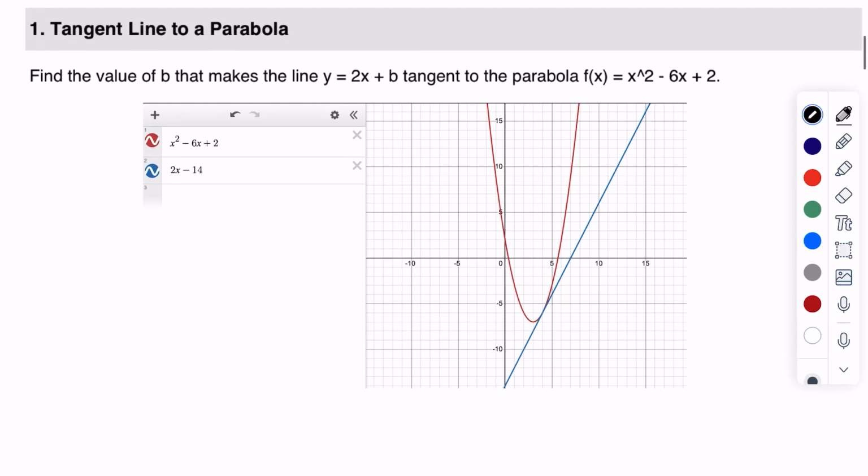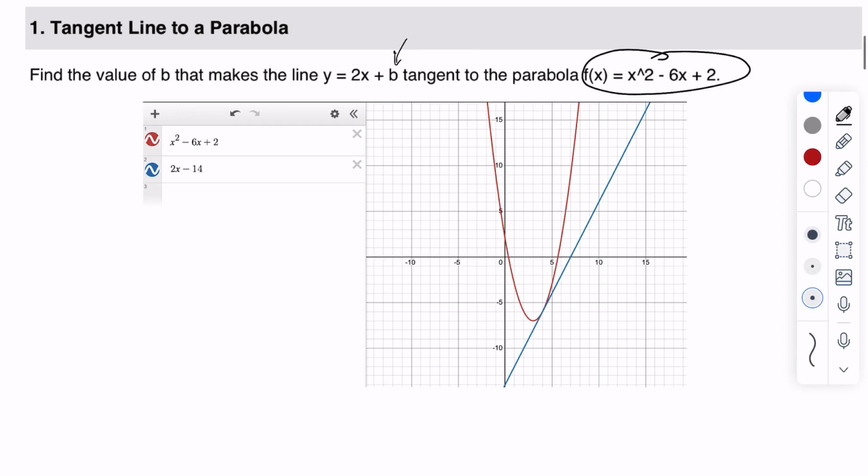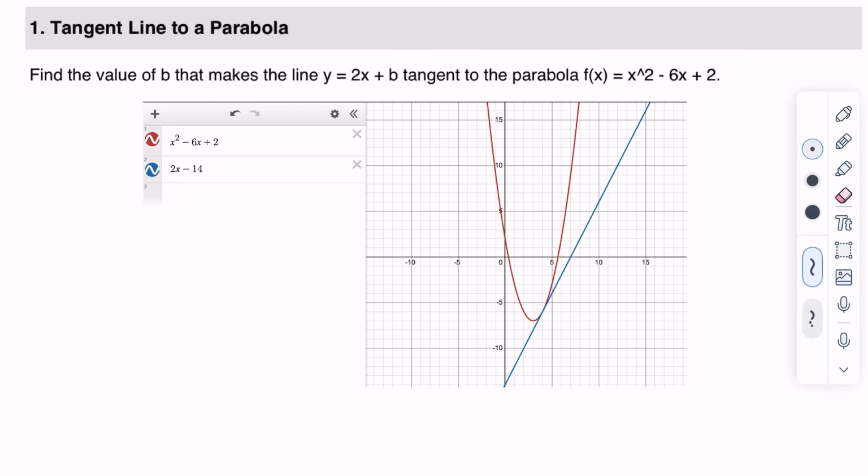So here is some calculus practice that is relevant for the FE exam. And the first problem we have is we want to find the value of B for a line that is tangent to this parabola that we have here. I've kind of made it easy by giving the plot here. So what we have is this parabola, which is plotted, and then we have this tangent line.